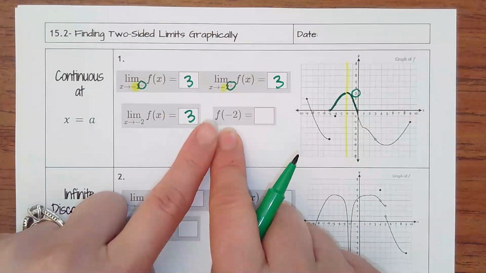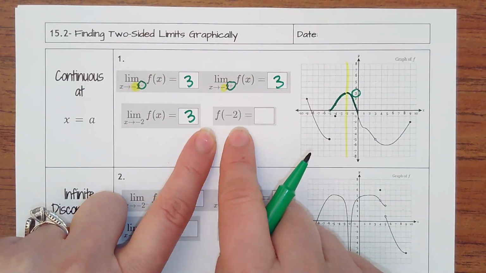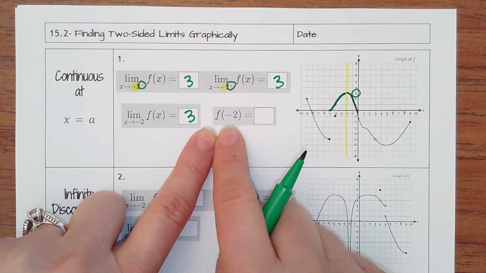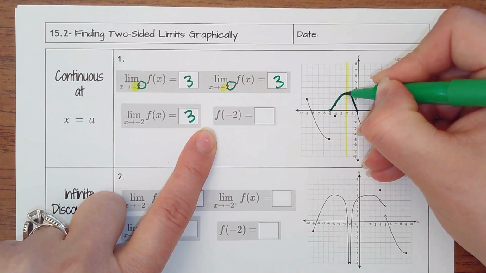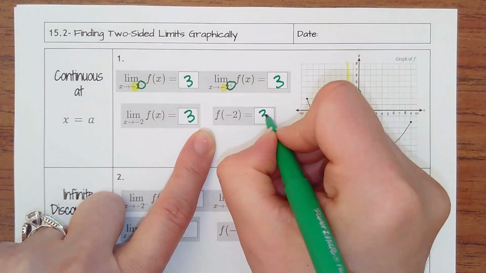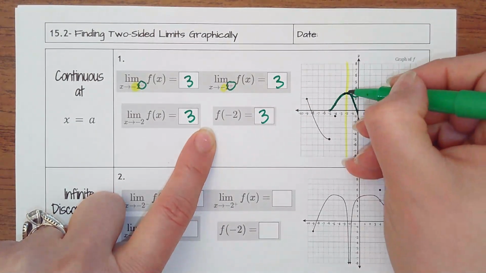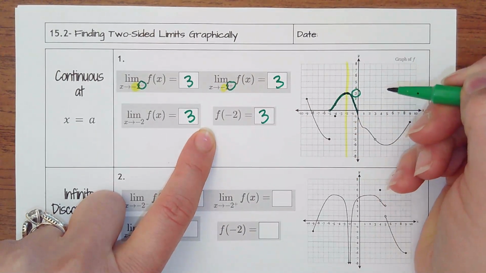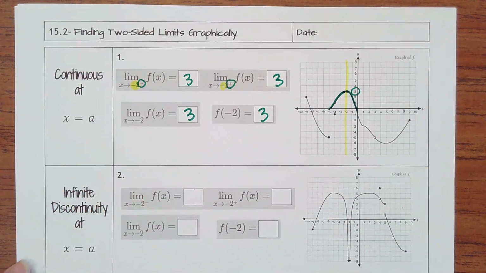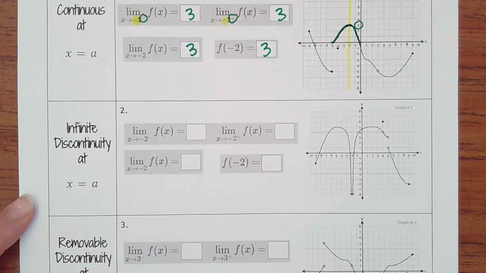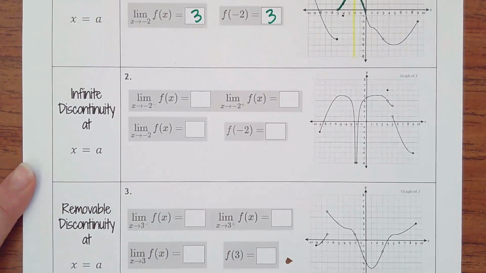Then we have function notation, f of -2. That asks, when x is -2, what is y? Since this is a line, which means there are points that exist all along here, we can also put 3. But if this had been an open circle, there would not have been a point there, and we would have put undefined. That one's the easiest because there were no breaks or jumps or holes or anything.